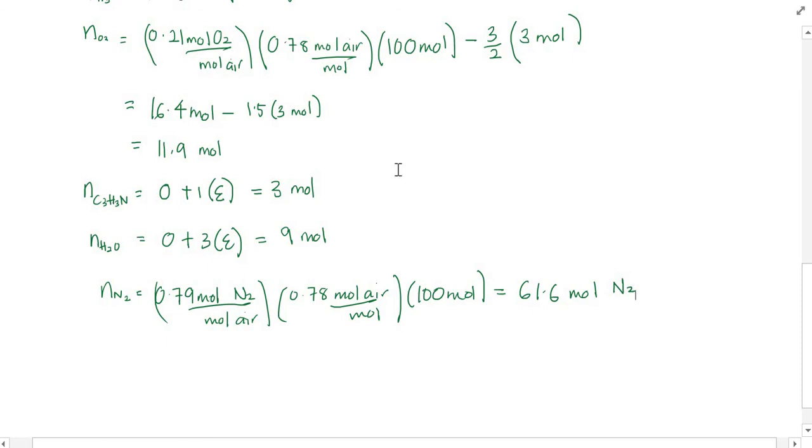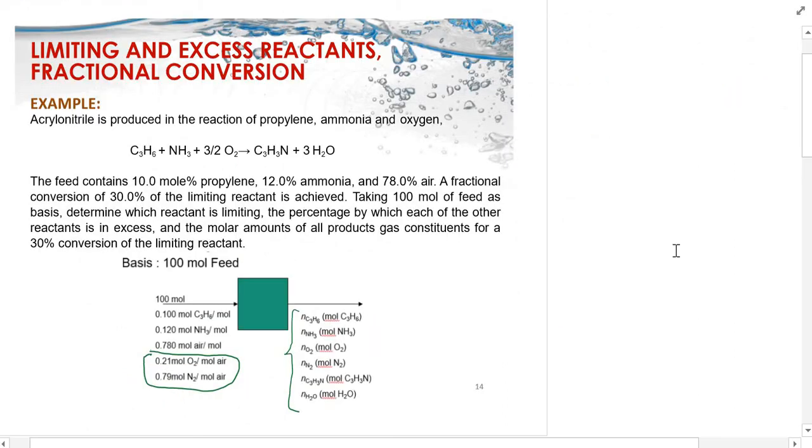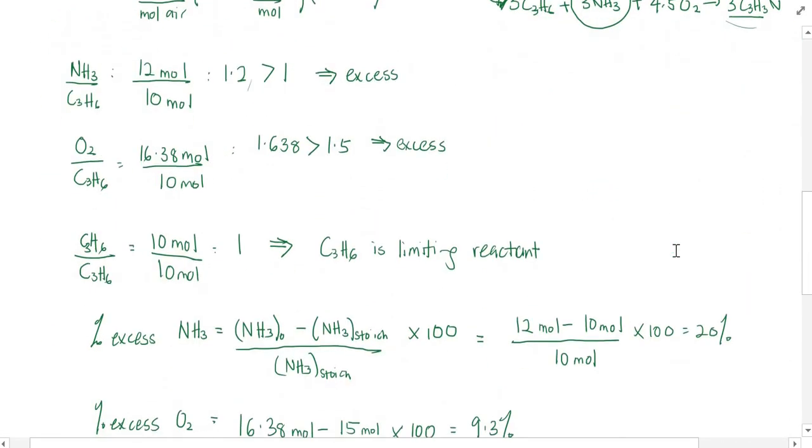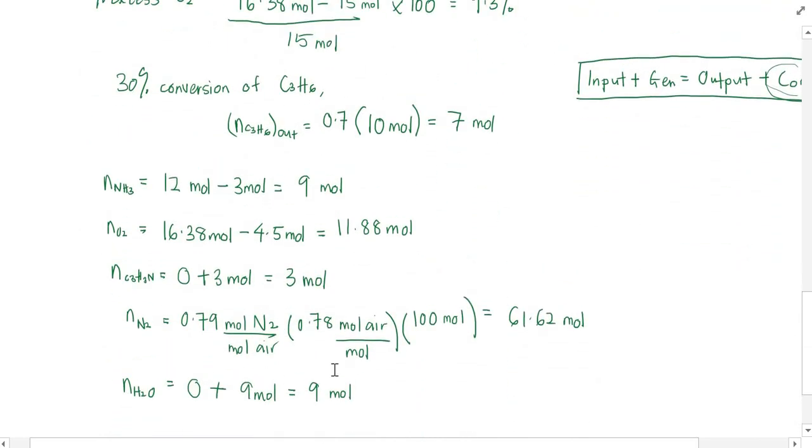So let's compare the answer here with slide 14. H2O is 9, 61.6 for nitrogen, 3 for acetonitrile, 11.9 for oxygen, and for ammonia you have 9. So the answer is the same with both methods.